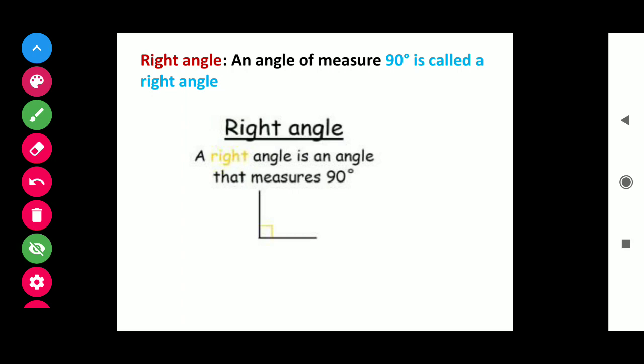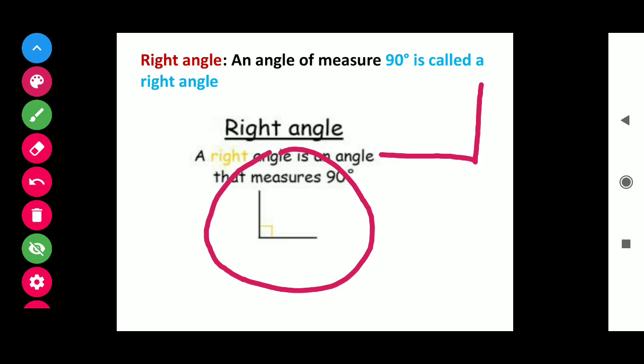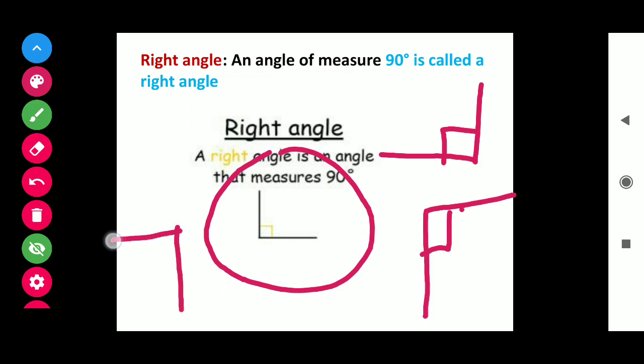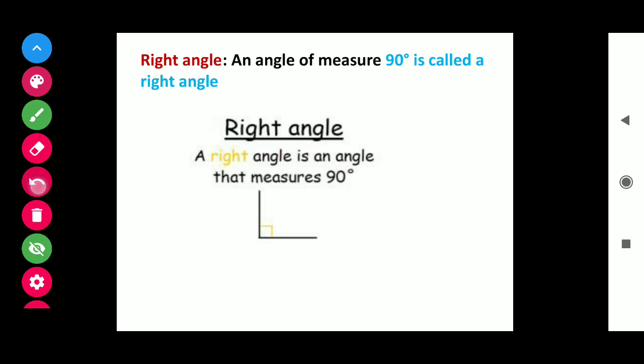I have shown you here a right angle, so it is only a right angle. It could be like this, it could be like this, it could be like this. All these angles are right angles. In short, if the degree of an angle is 90 degrees, then it is called a right angle.